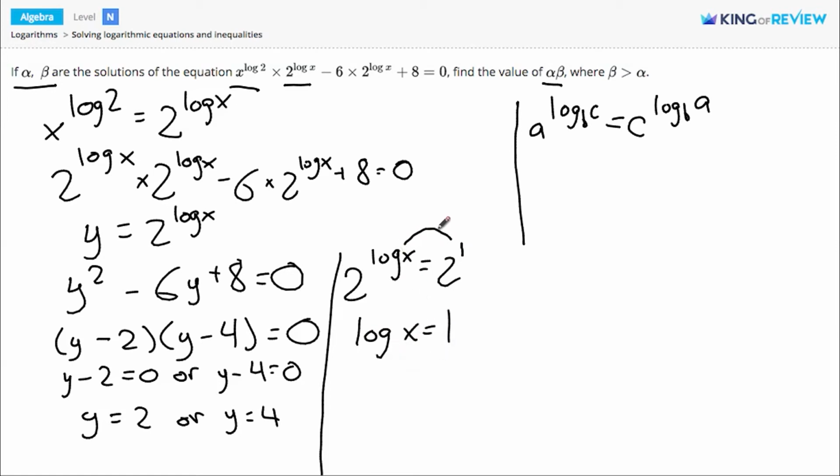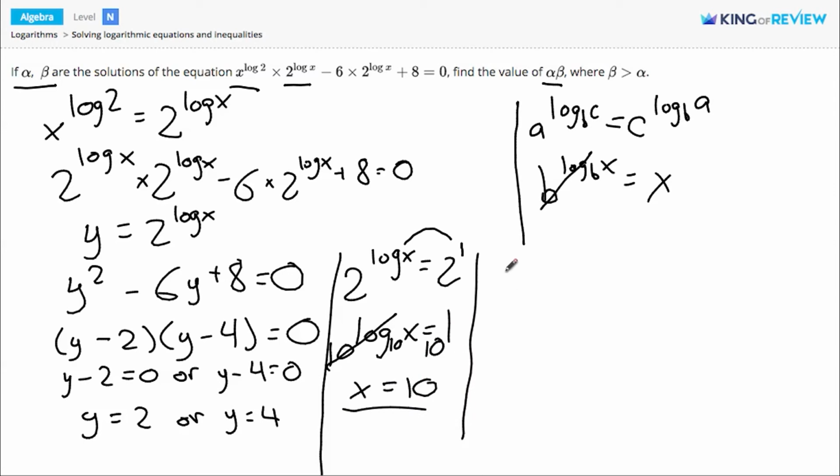Now to get rid of this log, which remember has a hidden base of 10, I can use another property of logs that says any number b to the power log base b of x, the b's and the log base b cancel out and we're left with x. So if I want to get rid of log base 10, I need to raise 10 to the power of both sides. 10 to the log base 10 cancels, and I'm left with just x. 10 to the first is 10. So there's one solution for x.